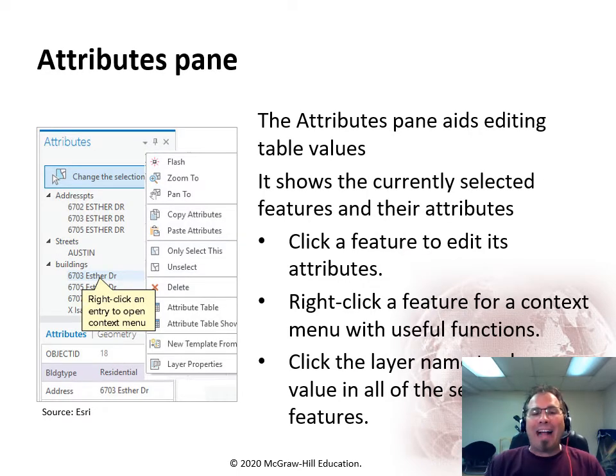You also have the attributes pane, which allows you to edit the attributes themselves within the table. Now, this can be very scary. You have to be very careful with this because you can really screw things up. If you have domains, there'll be drop-down menus, or you can literally type in there to change values. Again, you have to be careful. This is where you start to get all that power, and you don't want to screw anything up.